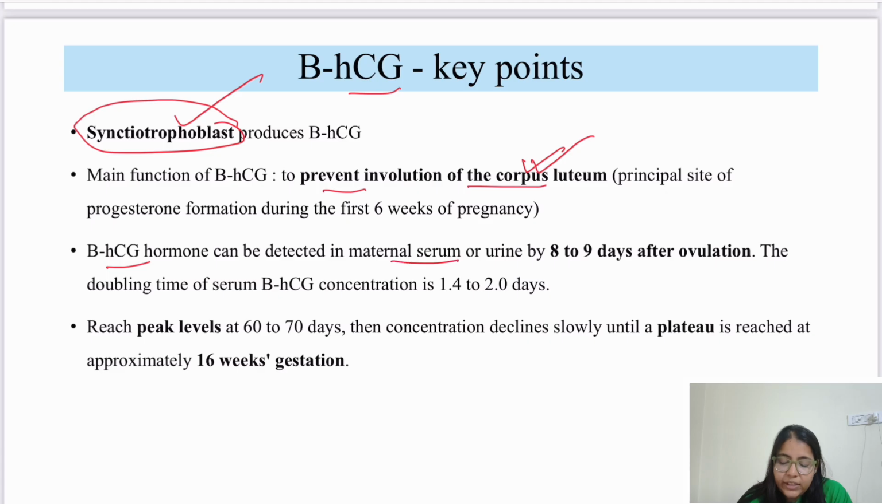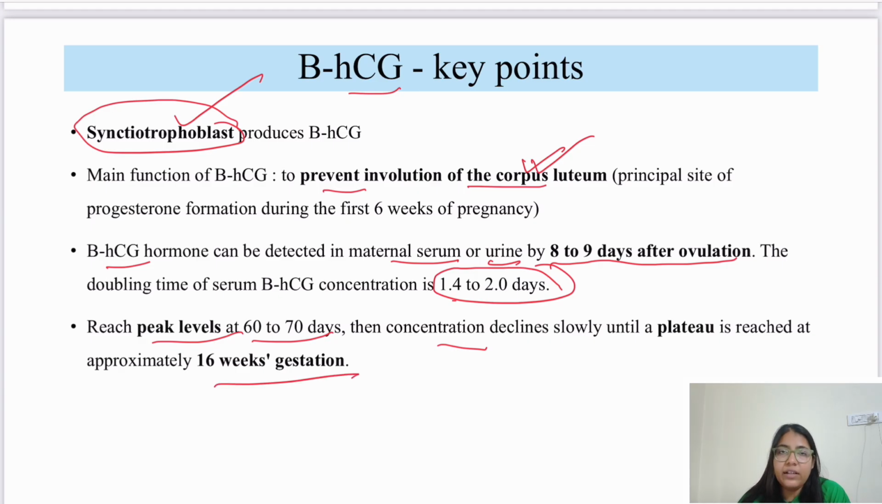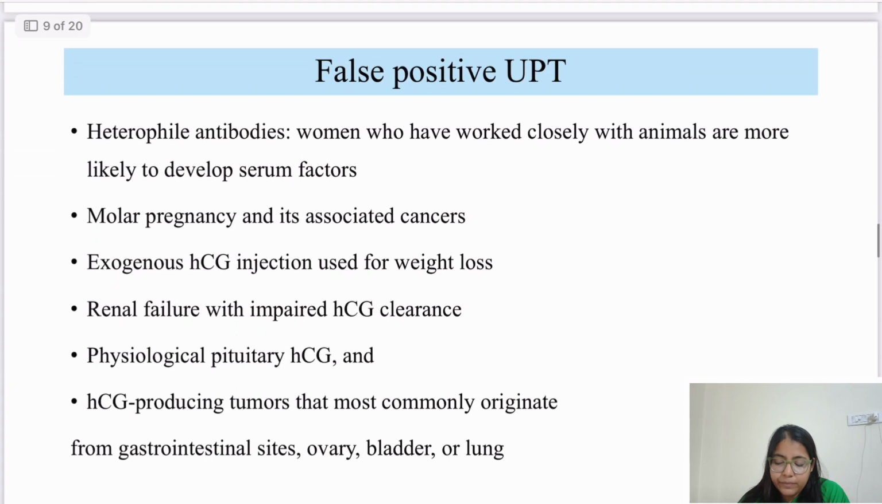And beta HCG you can detect in maternal serum or urine as early as 8 to 9 days after ovulation, and the doubling time is 1.4 to 2 days. The peak level is reached at 60 to 70 days after fertilization, and then the concentration declines and reaches a plateau by 16 weeks and remains at that stage only.